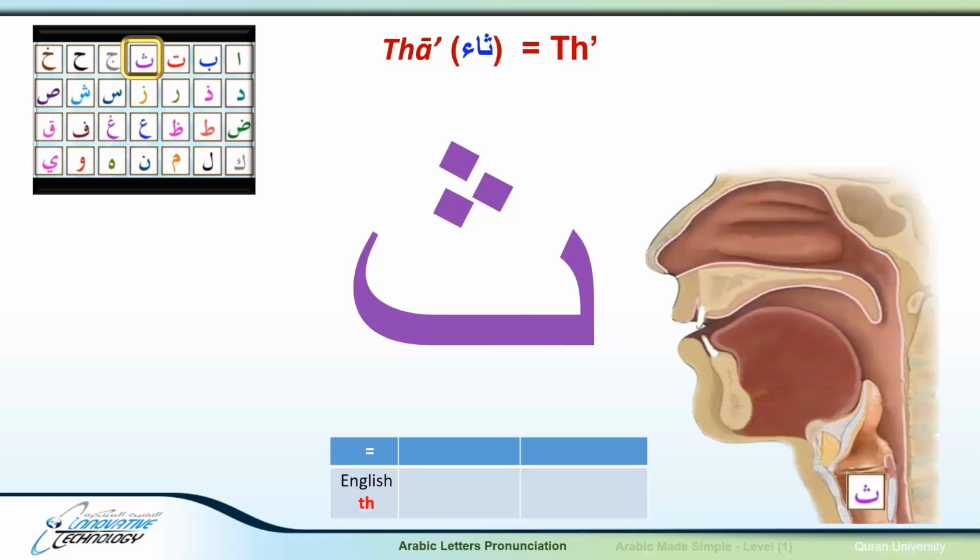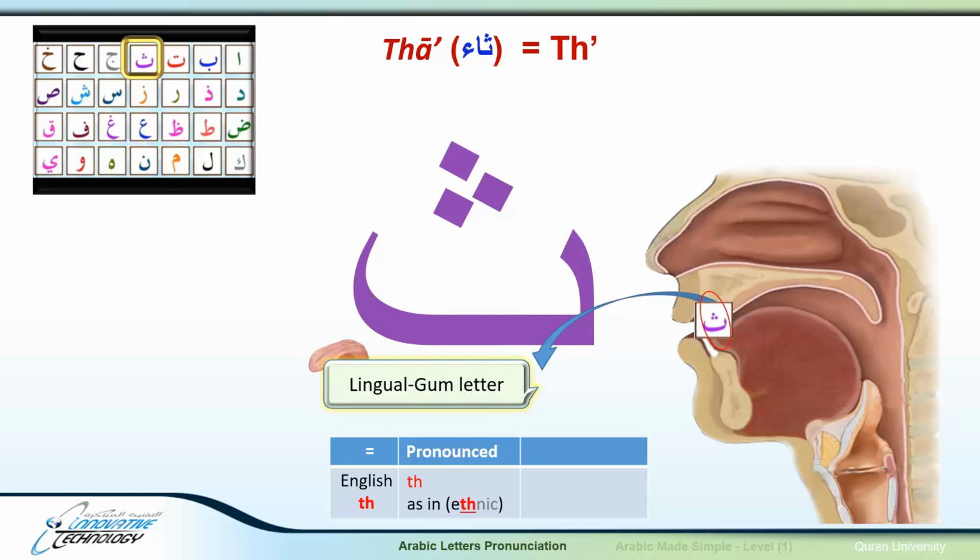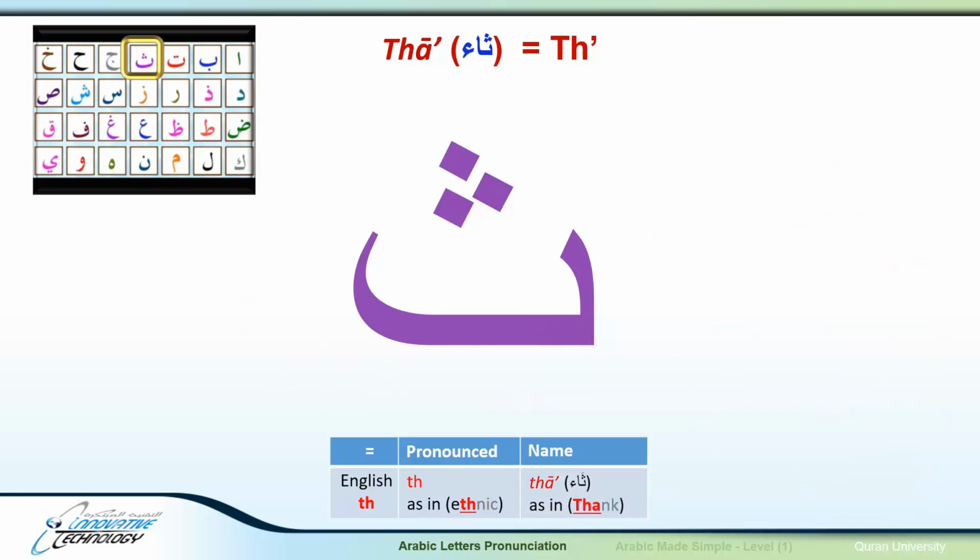So the Tha is pronounced as Ith, as in ethnic and think. The Tha is articulating between the tongue and the gum, and that's why we classify it as a lingual gum letter. And the name is Tha, as in thank. So the pronunciation of this letter is Ith, and the name is Tha.